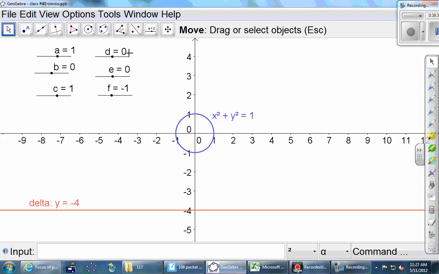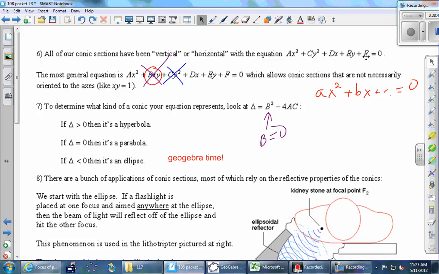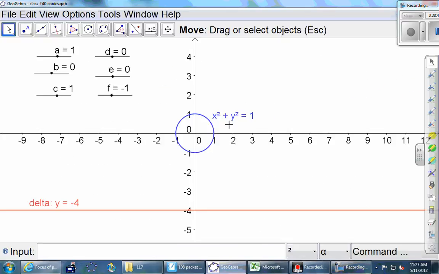Okay, the A, B, C, D, E, and F in the equation that we were looking at is exactly the same as these letters up here. So at the moment, A and C are both 1. Lots of stuff is 0, and F is negative 1, which means if you move F to the other side, because F is assumed to be on the left, it will become positive 1. So this guy is 1x squared plus 1y squared equals 1. What is that the graph of? Circle. We knew it was a circle.